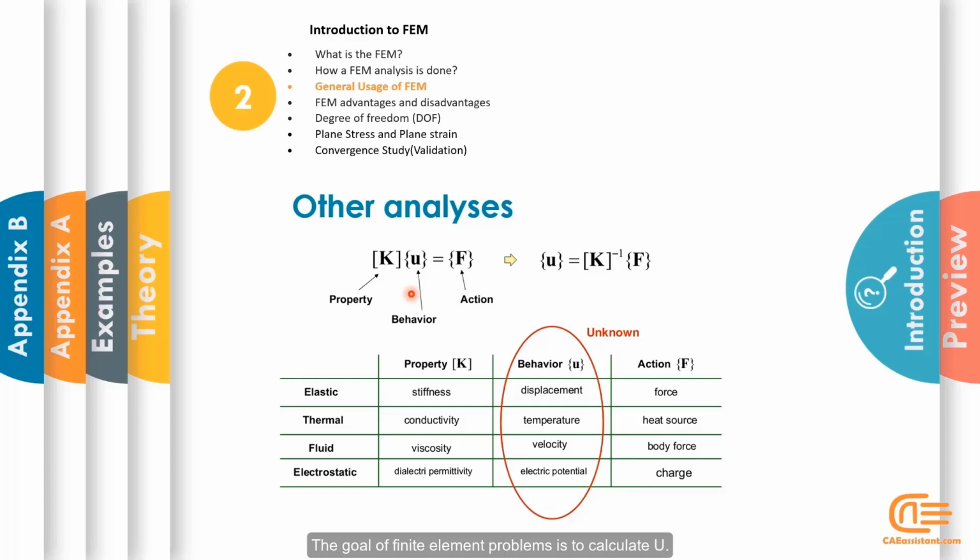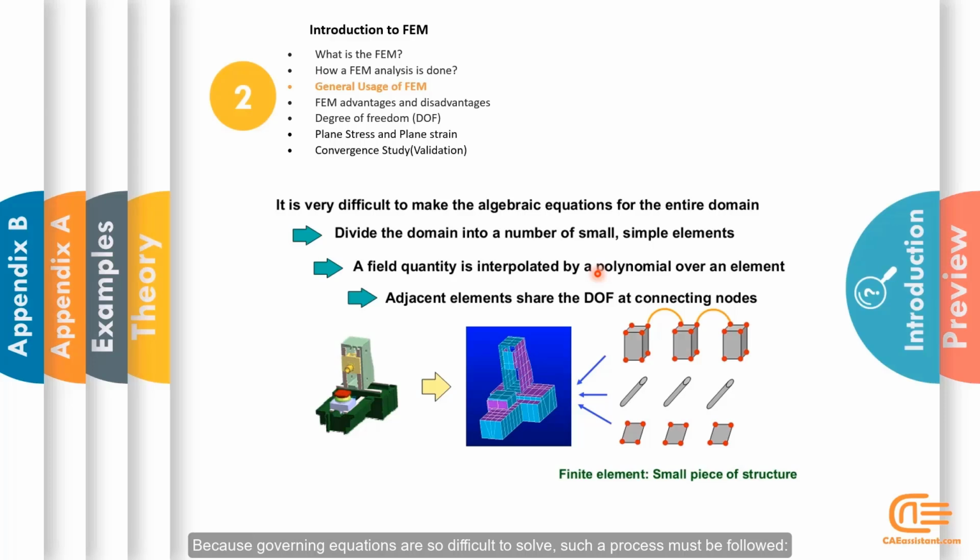The goal of finite element problems is to calculate U. It actually calculates the degree of freedom for each node. To calculate U, all you need is to solve the equation on the right side. Because governing equations are so difficult to solve, such a process must be followed.